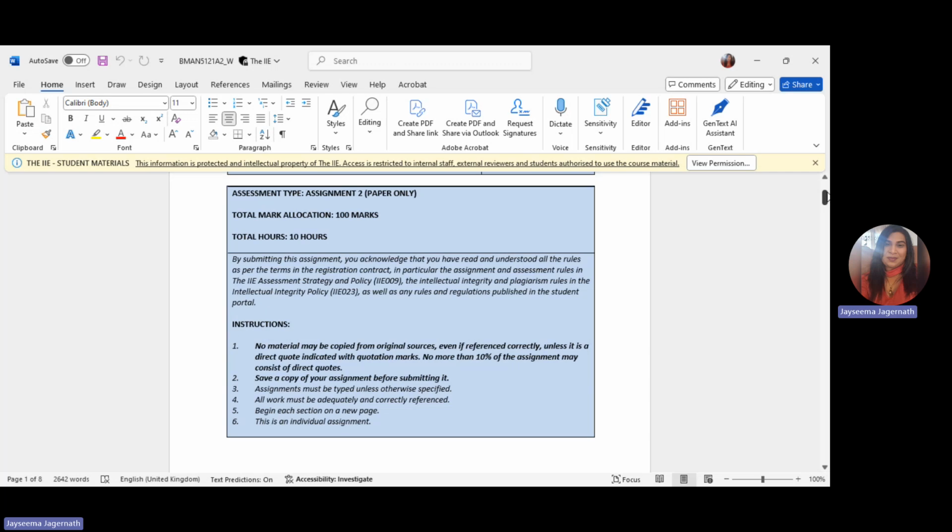So assignment 2 covers the second half of this module. So it's learning units 6 to 10. And it requires the same type of work that you did for assignment 1.